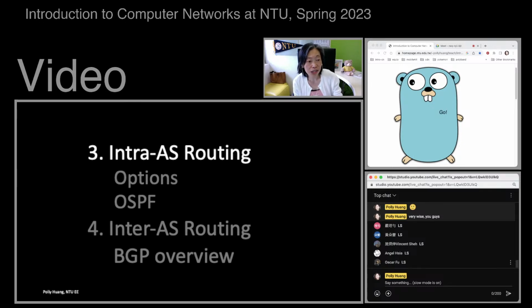So let's check out intra-AS routing. Let me introduce the options that have existed. Okay, some of them still exist, but are not that popular, and some are already obsolete. So the options of intra-AS routing.